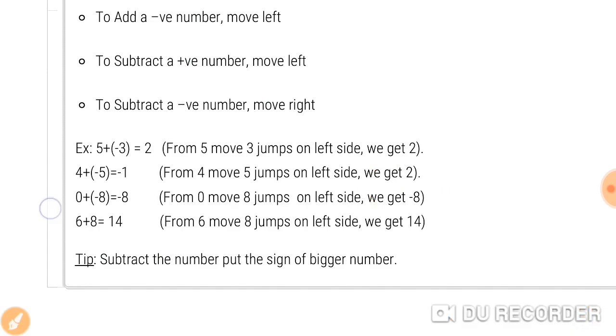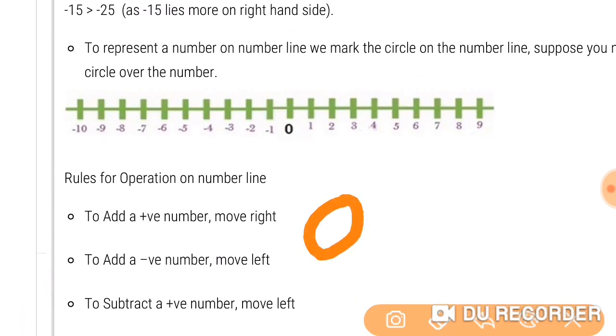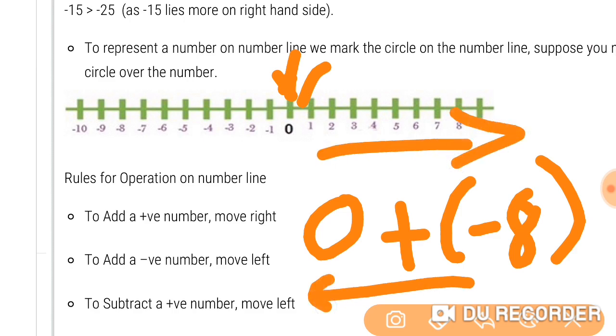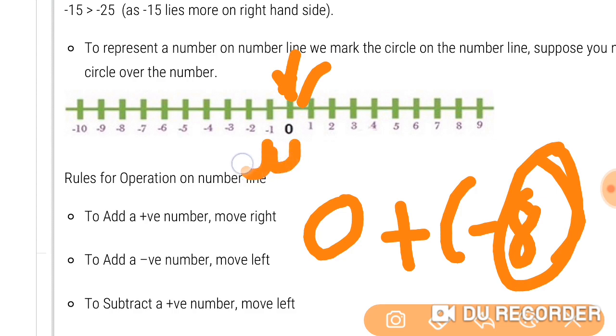Then another question. 0 plus of minus 8. Just now I said again, start with the first integer you have to show on the number line. Here is the 0. Plus is there, positive means go to the right side, negative means come to the left side. So here negative numbers are there. By how much do we have to go to the left side? By 8 times. 1, 2, 3, 4, 5, 6, 7, 8.